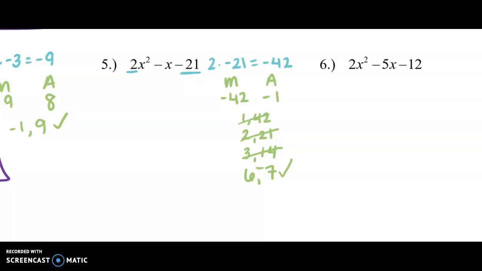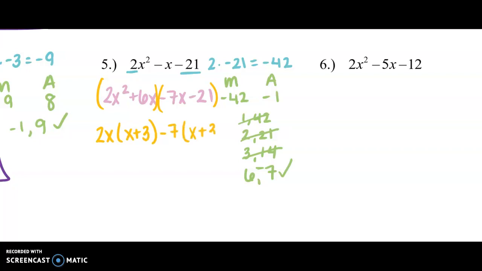So then you can go ahead and rewrite it. So 2x squared plus 6x minus 7x minus 21. Go ahead and group. You can take a 2x out of the first one. You would be left with x plus 3. You can take a -7 out of the second one and be left with x plus 3. So final answer then would be x plus 3 times 2x minus 7.